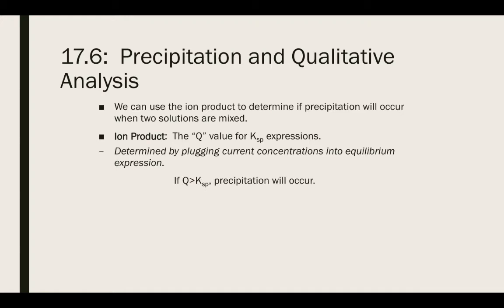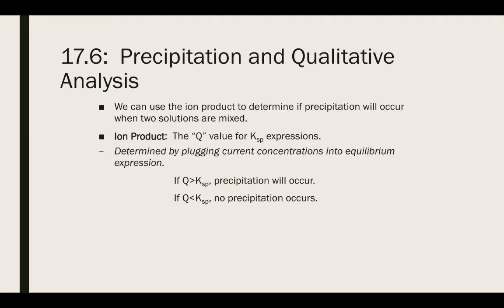If we find that Q is greater than K, this means that our ion concentrations are too high. Therefore, the reaction will need to proceed in the reverse direction to establish equilibrium, and precipitation will occur.